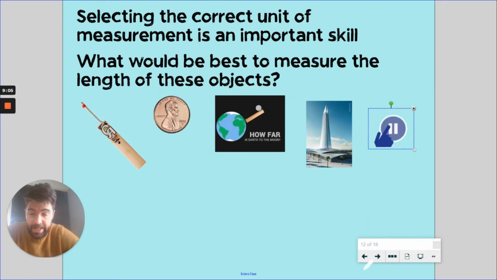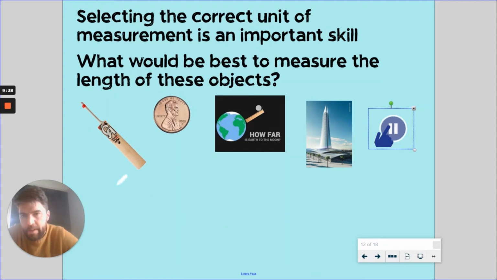Now, some questions today will ask us about selecting the correct unit of measurement. This is an important skill, that we understand actually what these measures are worth and how they would be used. So just as a little break, I'd like you to pause the video here and have a look at these 4 objects: a cricket bat, a penny, the distance between the Earth and the Moon, and a very, very, very tall building, and decide which is the best unit of measure that we could use to find the length of these objects. Pause the video and then have a go.